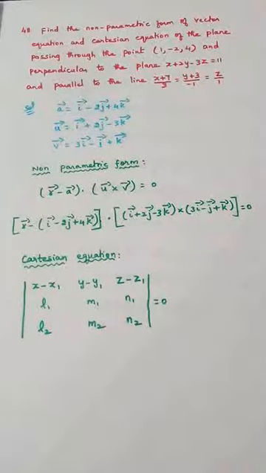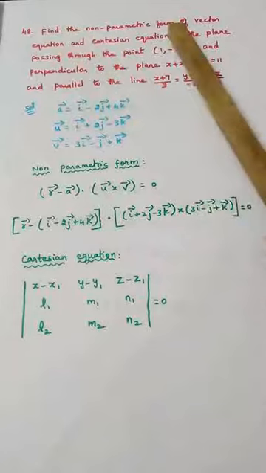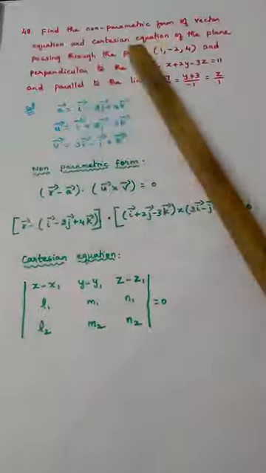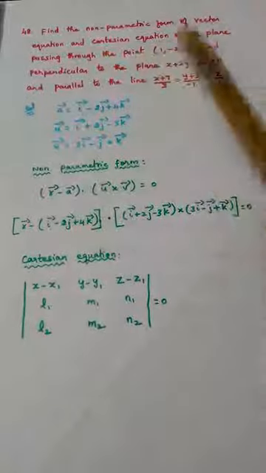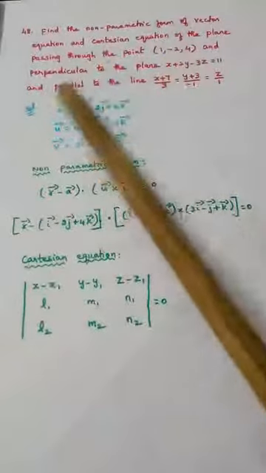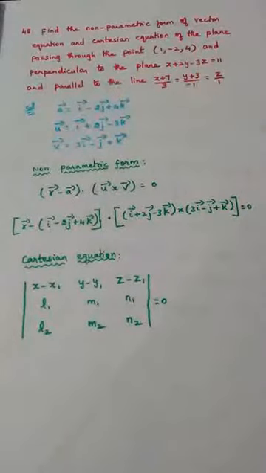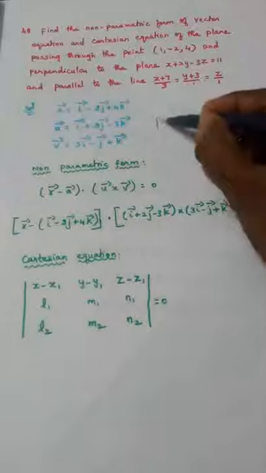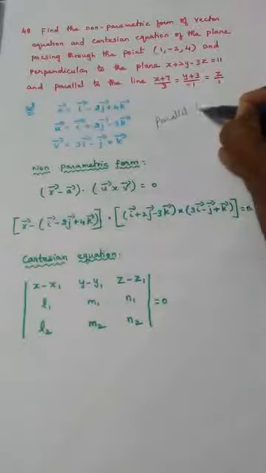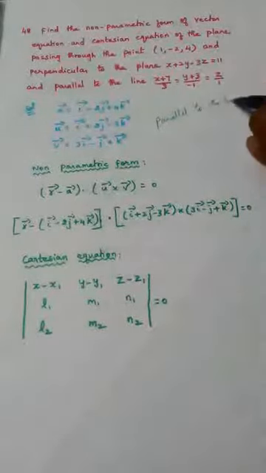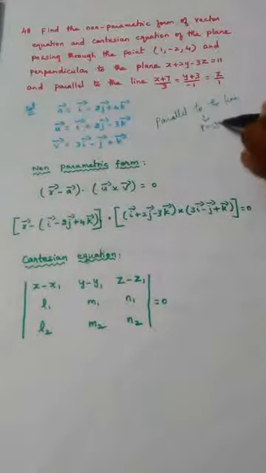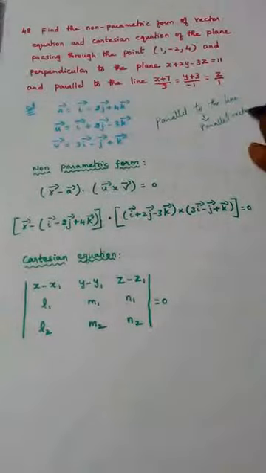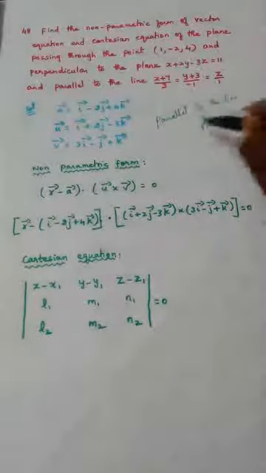Problem number 48. Find the non-parametric form of vector equation and Cartesian equation of the plane passing through the point and perpendicular to the plane and parallel to the line. So you should know one thing. When it is given parallel to the line, we can take parallel vector from this. Parallel vector can be taken from parallel to the line.